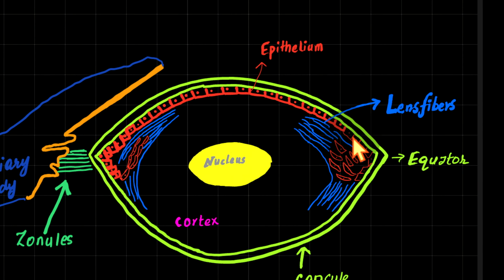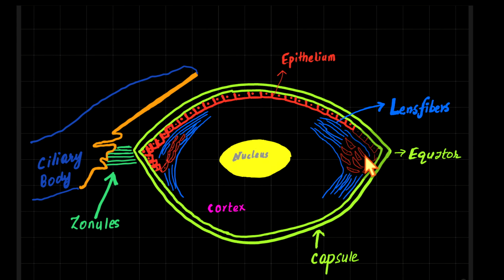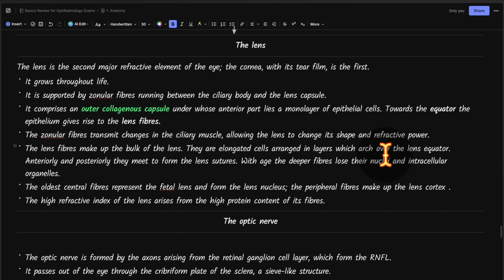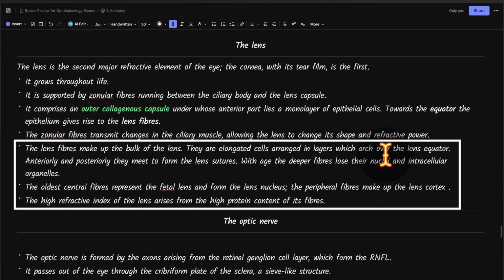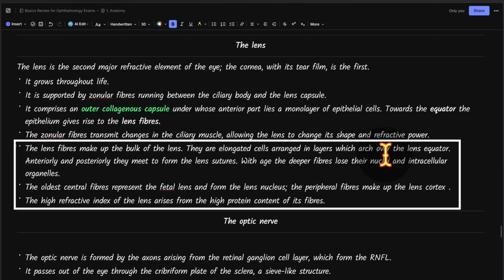So you can see here that the lens epithelium becomes columnar at the equator, and it gives rise to the lens fibers. And these lens fibers make up the bulk of the lens. These are elongated cells, and these are arranged in layers. Anteriorly and posteriorly, these lens fibers meet to form the lens sutures. So with age, the deeper fibers are going to lose their nuclei and intracellular organelles. So the oldest central fibers are going to represent the fetal lens and form the lens nucleus, and the peripheral fibers are going to make up the lens cortex.